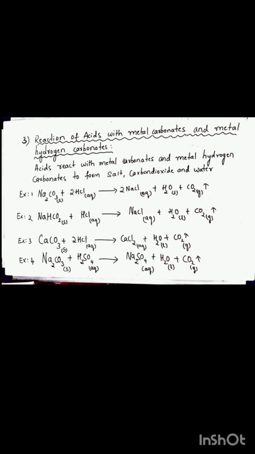You can see a few more examples. Calcium carbonate reacts with hydrochloric acid to form calcium chloride, water and carbon dioxide, and sodium carbonate reacts with sulfuric acid to form sodium sulfate, water and carbon dioxide. In this way, the acids react with metal carbonates as well as metal hydrogen carbonates to form salt, water and carbon dioxide.